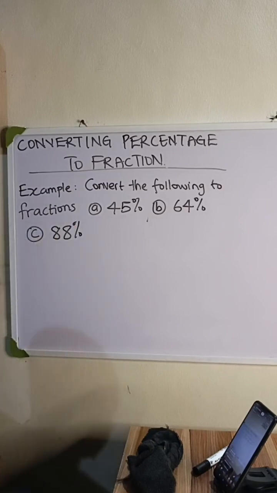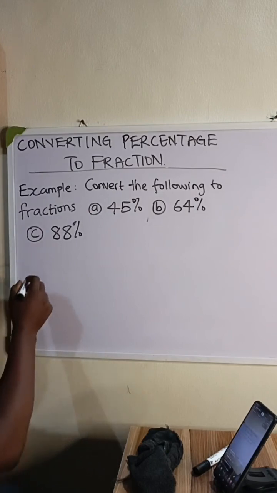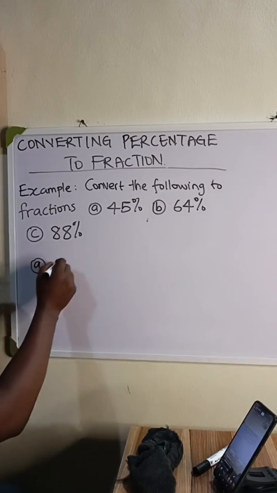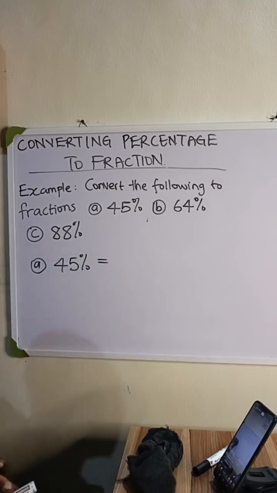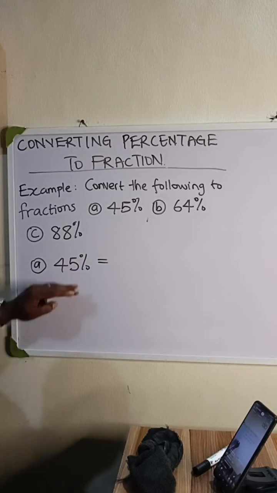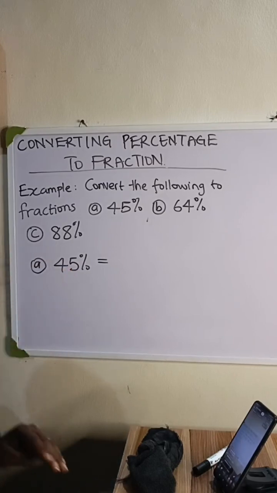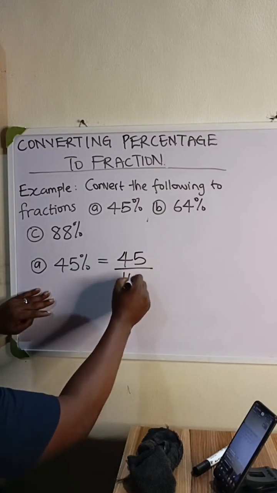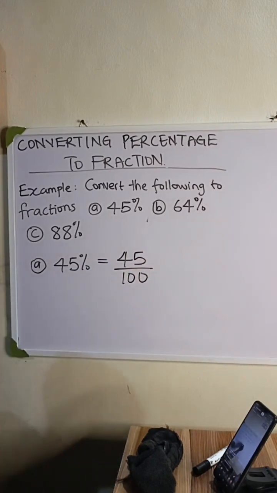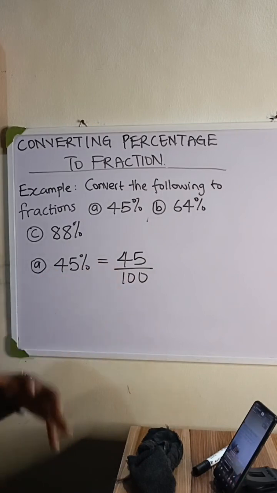Okay, so let's convert these numbers in percentage to fractions. So we have 45%. So converting it to fraction, all you need to do is this number divided by 100. So we have 45 over 100. So once you do this, you have already gotten a fraction. The next thing you need to do is break it down to its lowest term.